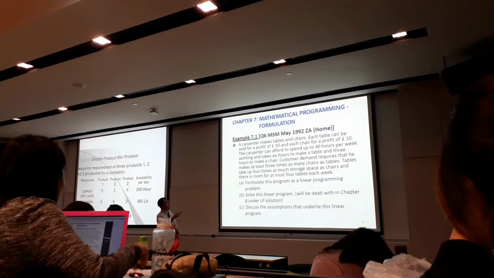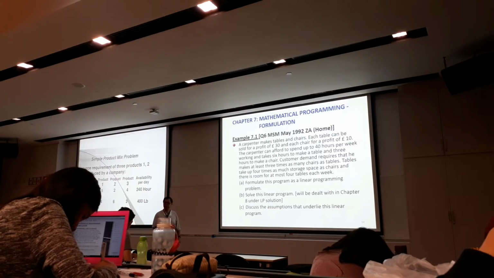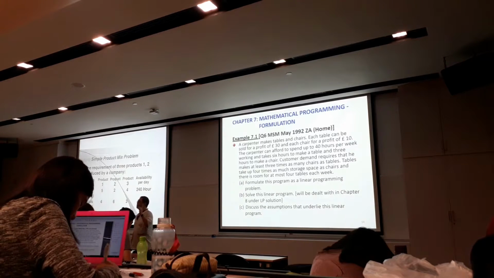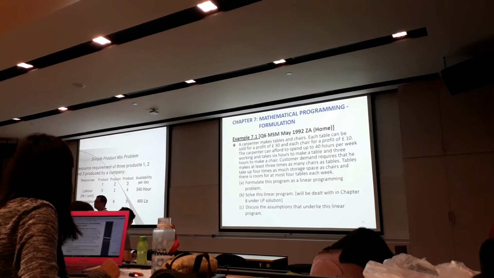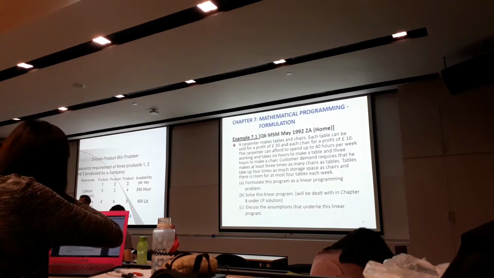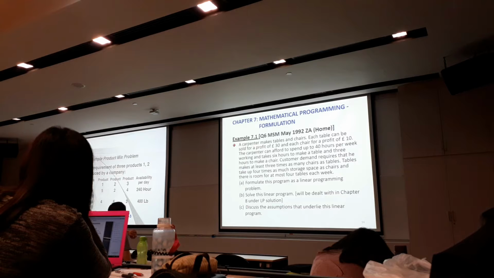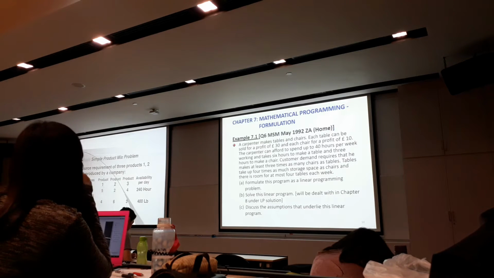Now notice this question was a 1992 zonal exam paper. There are 3 parts, A, B, and C. This is the first format I told you about, where you are asked to formulate, you are asked to solve, and then answer or discuss theory, discussing assumptions and so on with respect to this problem. We are not doing B and C here. We are only doing A. So it's a carpenter's problem.